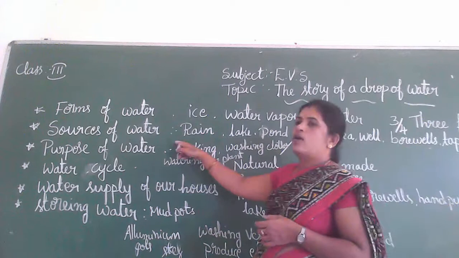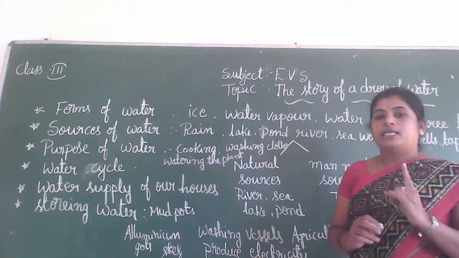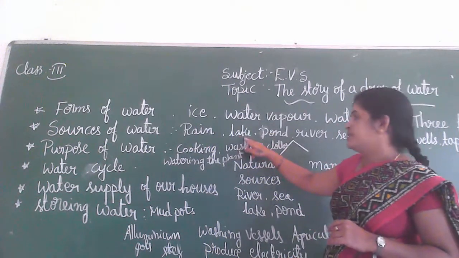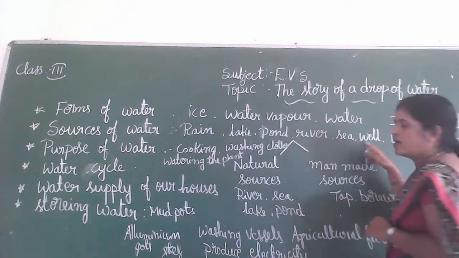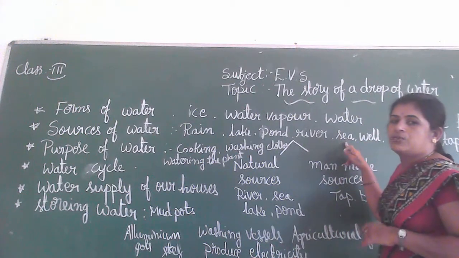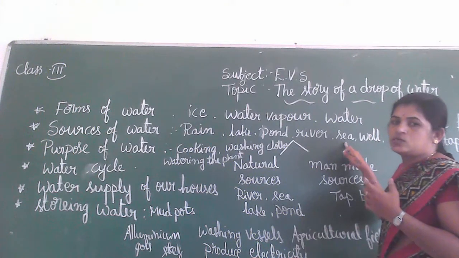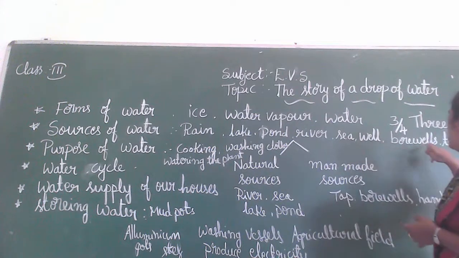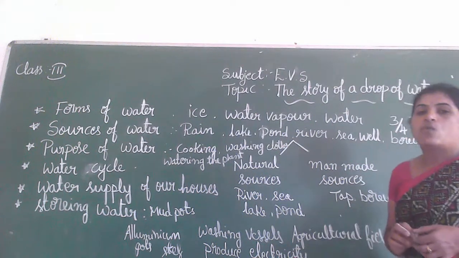Next, sources of water. What are the main sources of water? Rain is the main source of water. There are so many sources of water, like pond, lake, river. Sea water is very salty, so we cannot use it for drinking. So it is used only for industrial purposes. Sea, well, borewell, taps. These are the main sources of water.